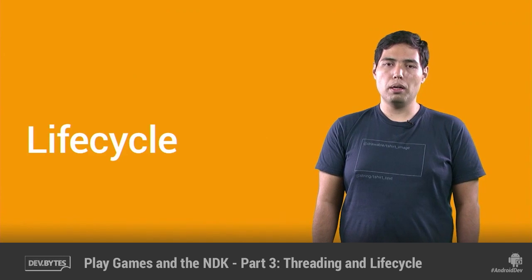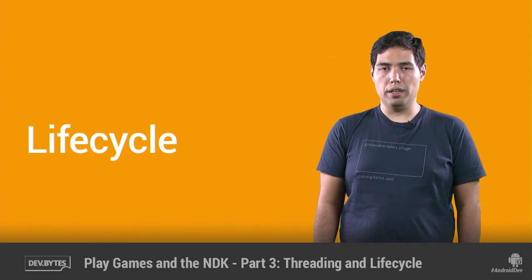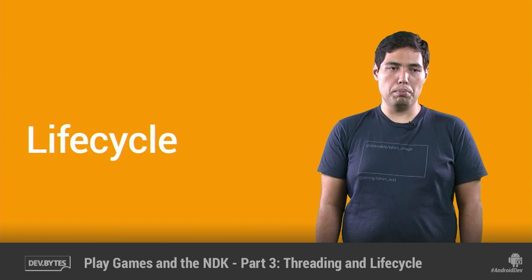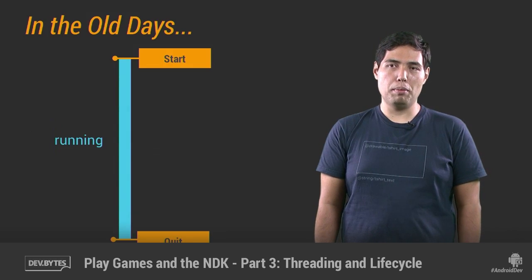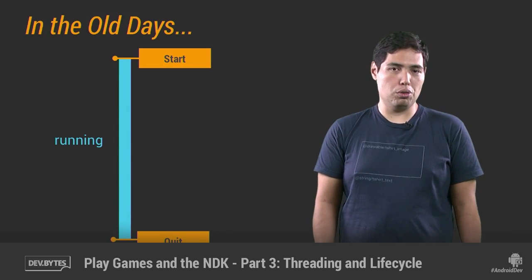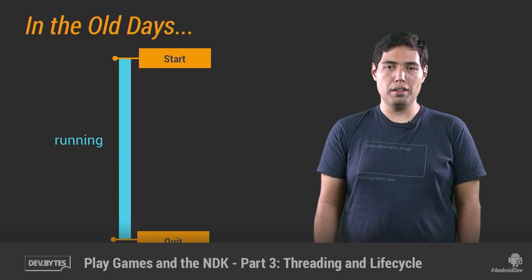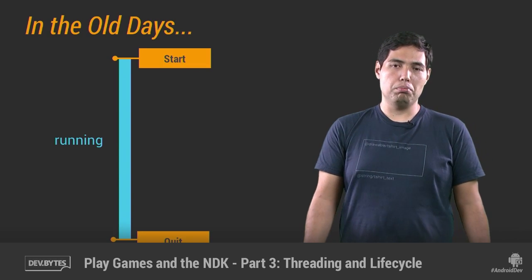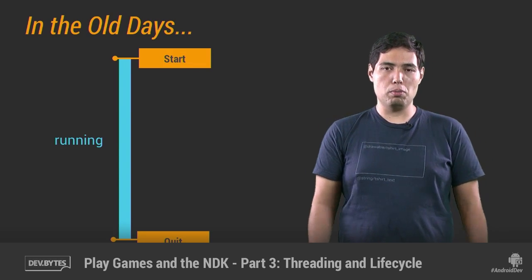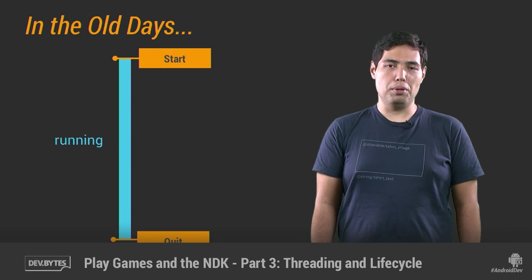So let's talk about the life cycle of a Play Games app. Back in the good old days, I remember that writing a game was pretty easy because there was no life cycle. Essentially, the game gets started, the game gets played, and then the user stops the game and goes back to the operating system. So that was a pretty easy time.